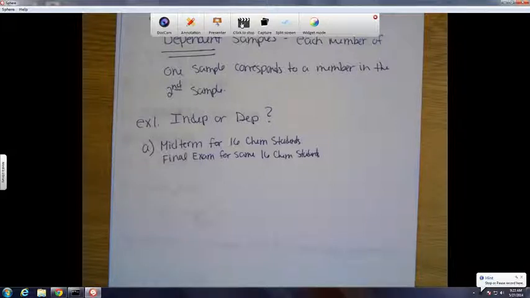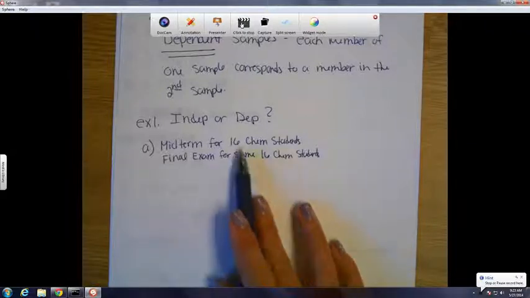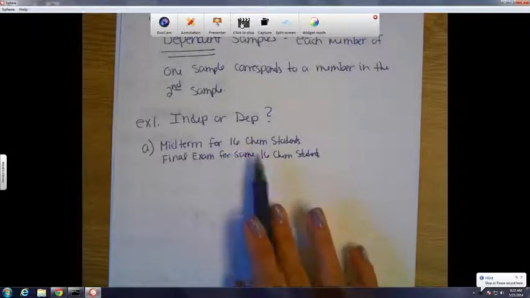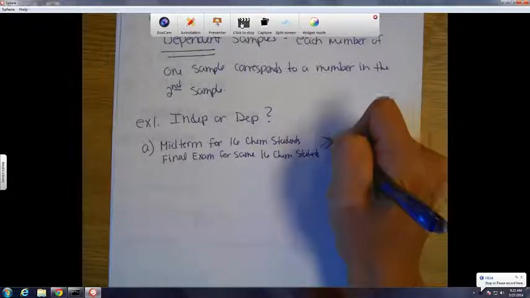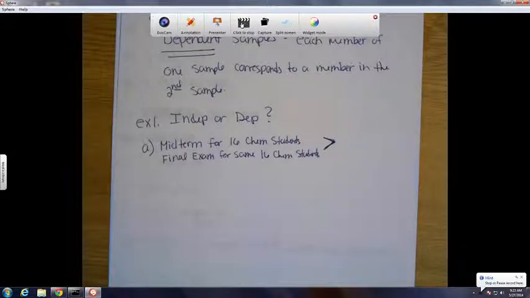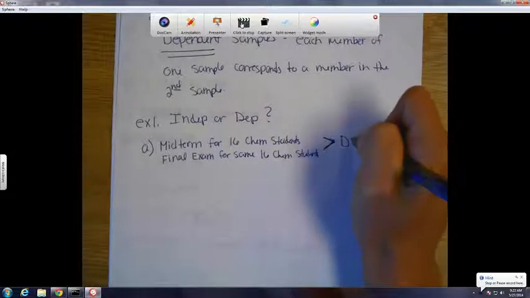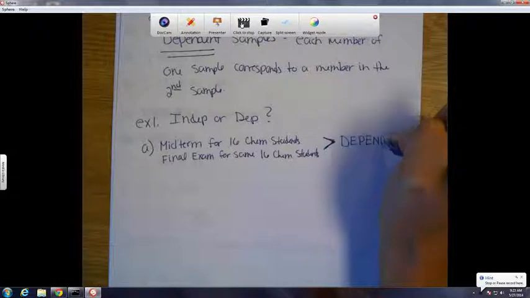Independent, one doesn't have any impact on the other one? Wrong. These are the same 16 people. Of course I'm going to impact myself. So when it's the same group of people, that's automatically dependent. It doesn't matter what the scores were. The fact that these are the same people makes them dependent. Dependent.